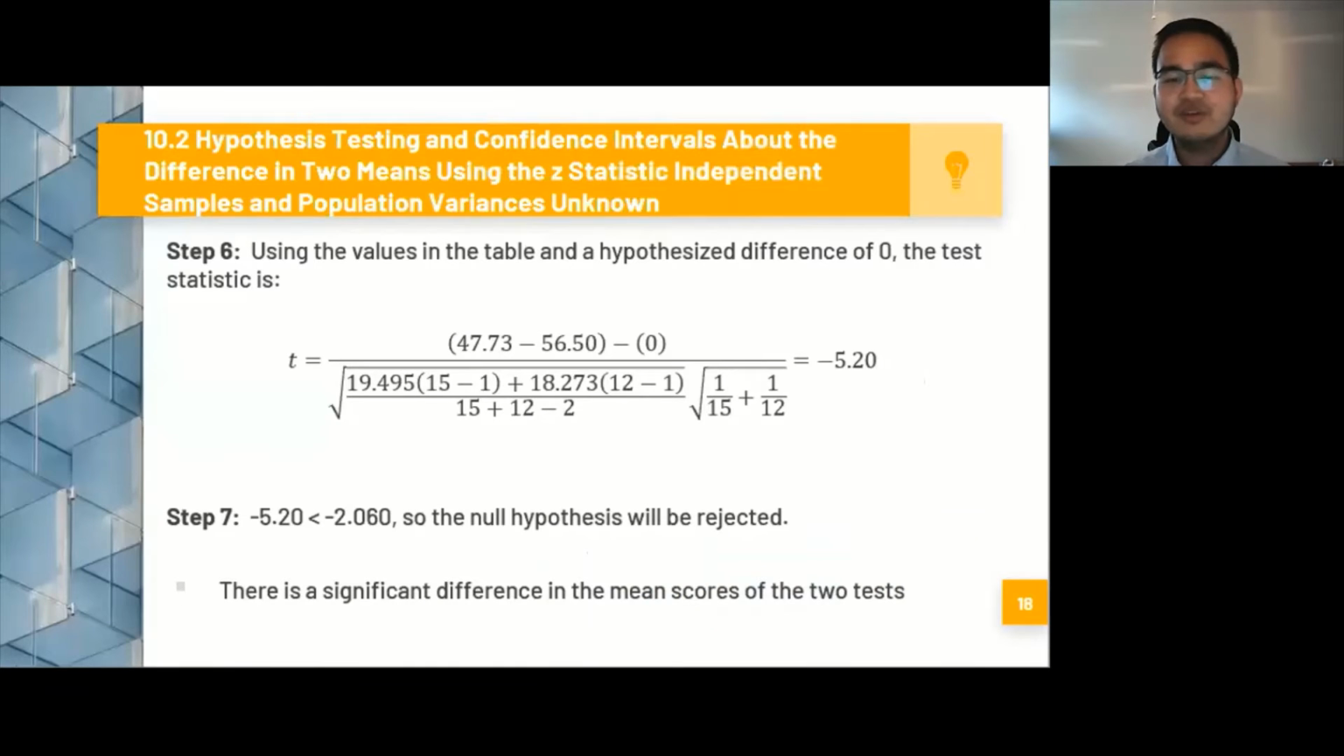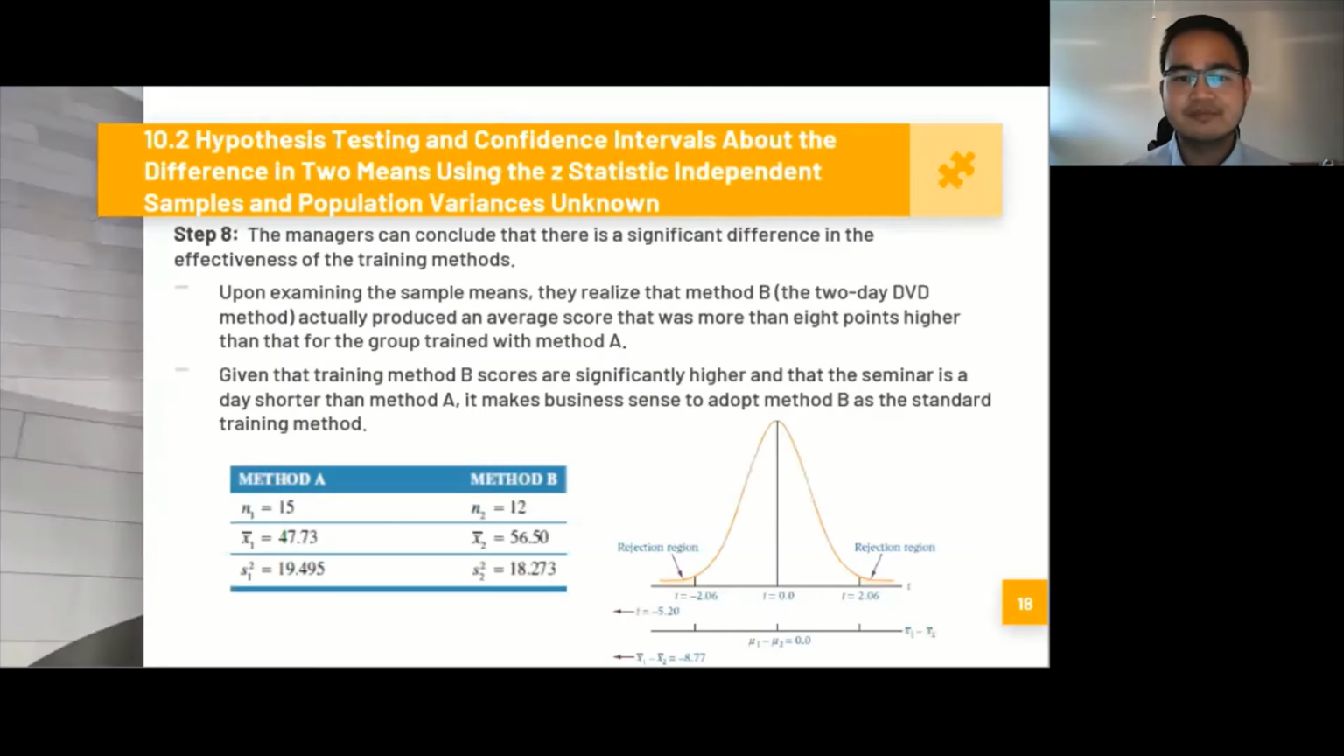We'll just use all the numbers we have arrived at and substitute them into the formula I have previously presented, which gives us a value of negative 5.20. This value is less than the critical t value, which is negative 2.060. So the null hypothesis will be rejected. There is a significant difference in the mean scores of the two training methods.